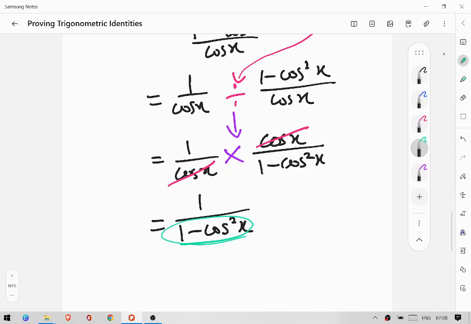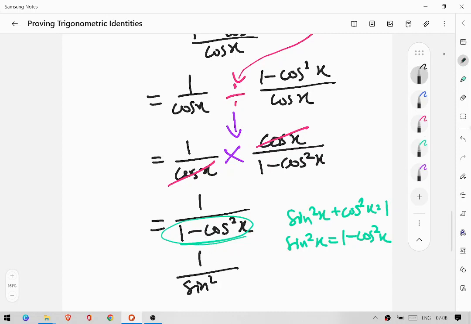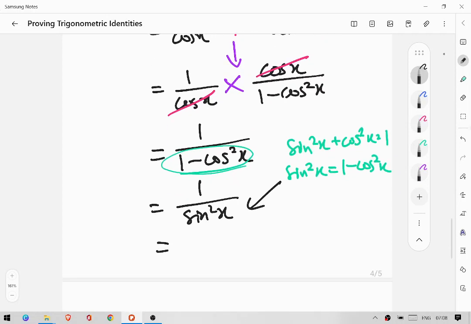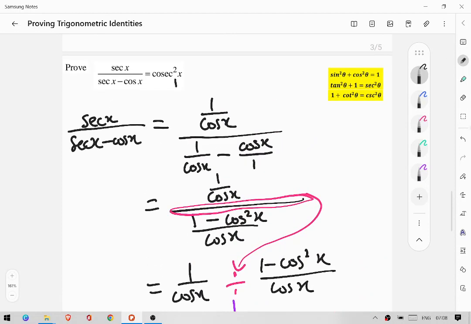We know that sine squared x plus cos squared x equals 1, right? So sine squared x equals 1 minus cos squared x, which is exactly the same as this one. Therefore 1 over sine squared x over here, we replace this one. And then 1 over sine squared x is cosecant squared x. Let's see whether it is the objective. Yes, it is. So it is proven.